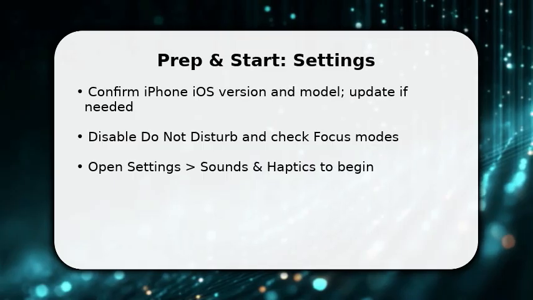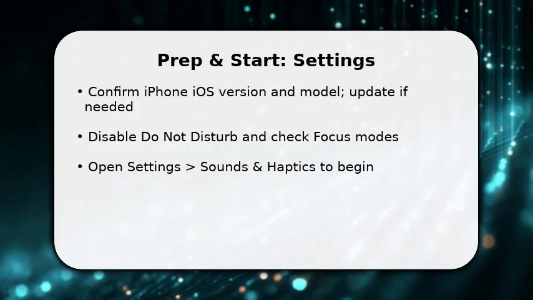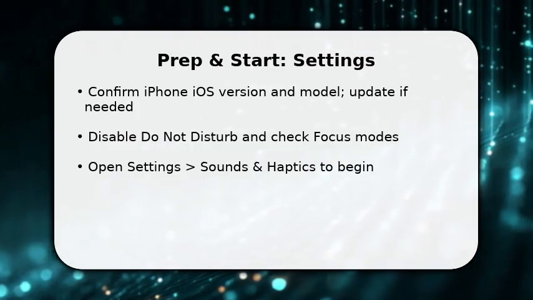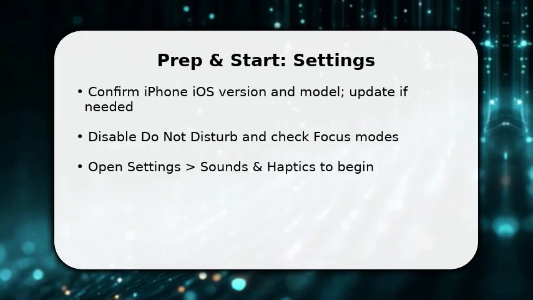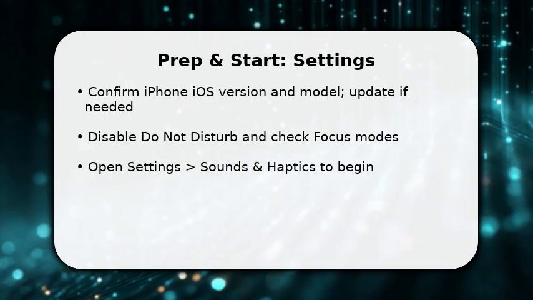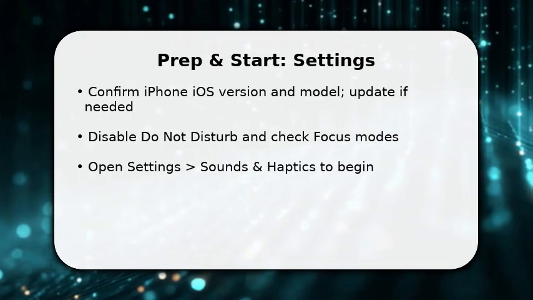You start by confirming prerequisites. Make sure iOS is updated and focus modes are off so alarms behave predictably. Once done, open Settings and tap Sounds and Haptics. This is where system volume controls live.